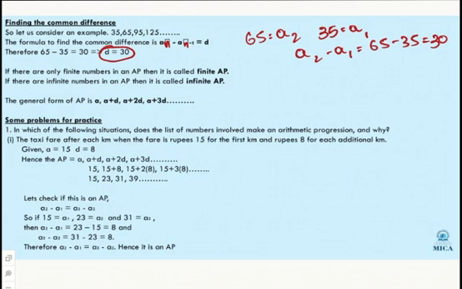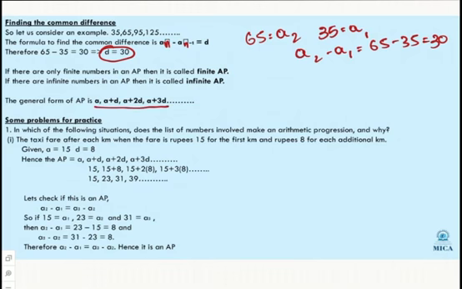So if there are only finite numbers in an AP, then it is called finite AP. If there are infinite numbers in an AP, then it is called infinite AP. The general form of an AP is A, A plus D, A plus 2D and A plus 3D.